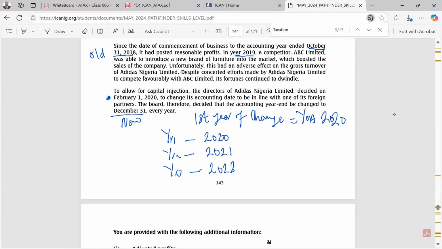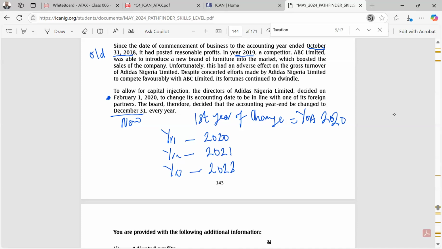In the year 2019, the competitor started. But they now said in 2020, this year, we are changing our dates. What it means is that the first year of our changing of date will start from 2020. You have identified the year of change, the first year.